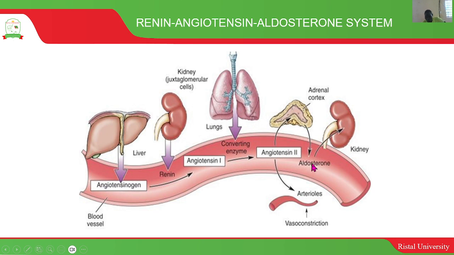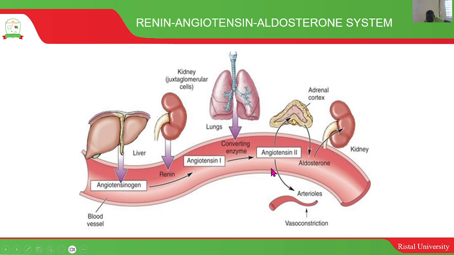The adrenal cortex produces aldosterone, which stimulates the kidney either to increase the reabsorption or absorption of those particular solutes. So the end result is that angiotensin 2 has an impact. It stimulates the adrenal cortex, and then the adrenal cortex releases aldosterone. Then aldosterone has an impact on the kidney to control salt and water balance.